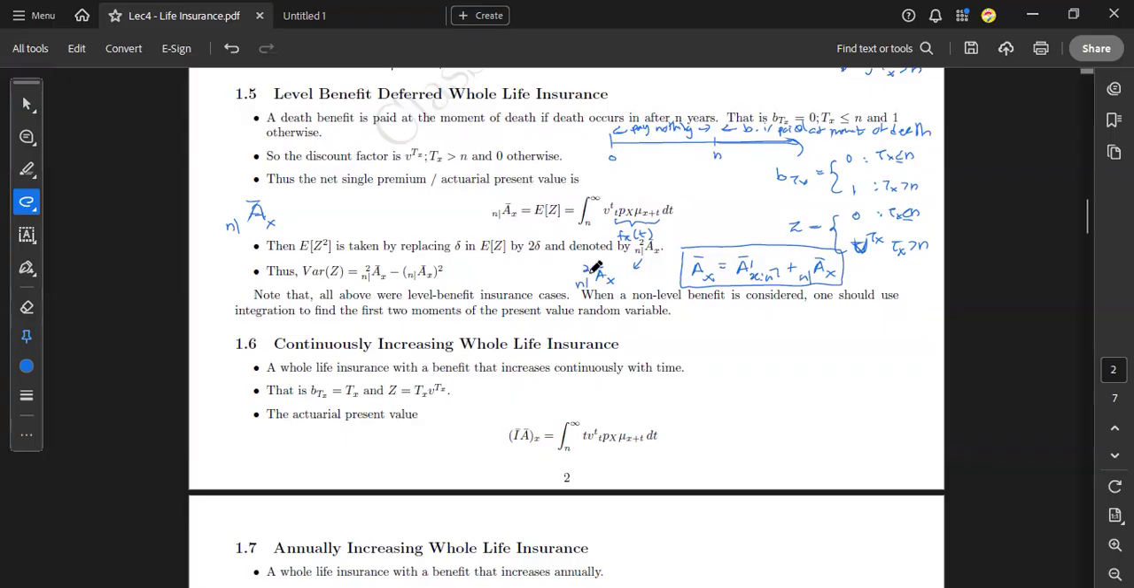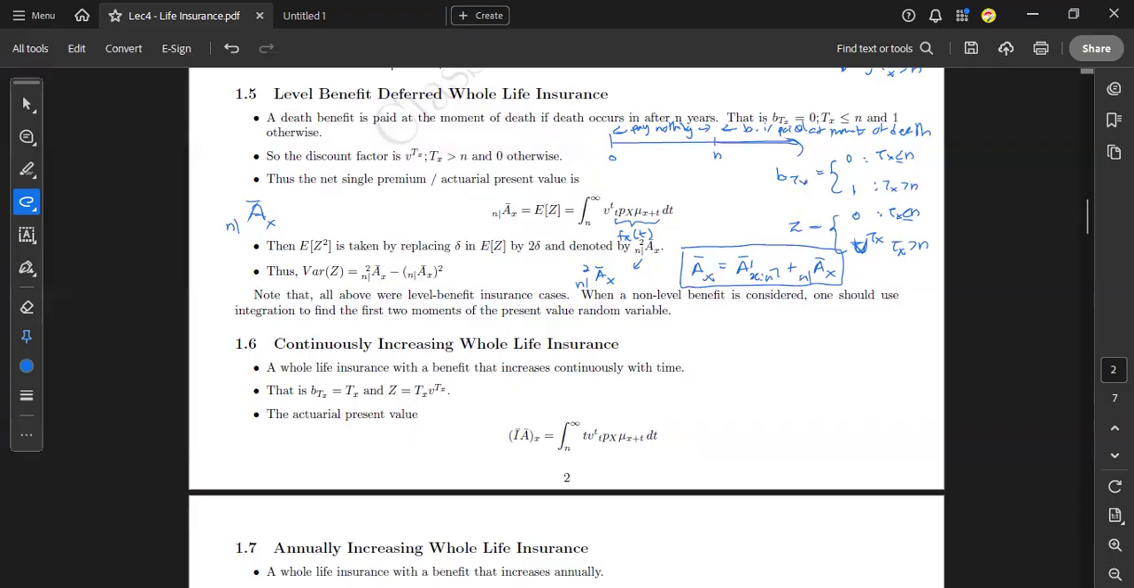So this is for the level benefit. But if this is not a level payment, then it's easy to work with the integration, because now the benefit is a function of t without having different level payments. We can directly integrate the function after multiplying it by the density function to get the final answer. So that is how the deferred whole life insurance is defined.